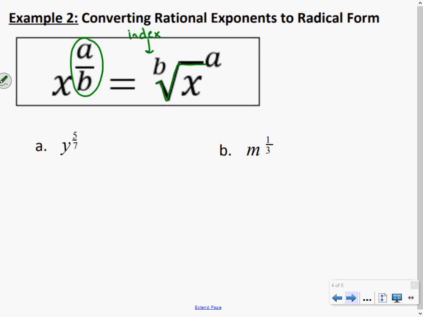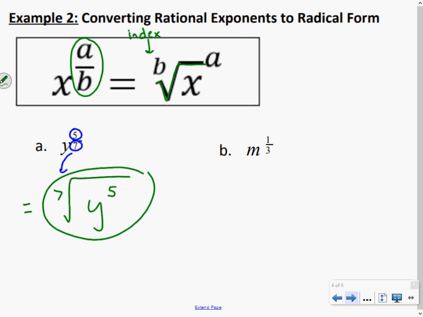So for example A here, I need to convert y to the 5/7 power into radical form. So I'm going to start off by just drawing my radical symbol. Now remember, the numerator of this exponent is going to stay underneath the radical symbol with your base. So we're going to have y to the 5th power underneath, and then that denominator of 7 is going to move down, and it's going to become the index. And this would be the radical form that we get when we do that conversion, when we're going from rational exponent to radical form.